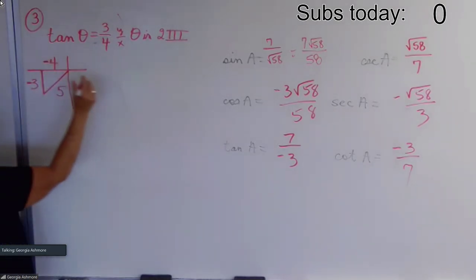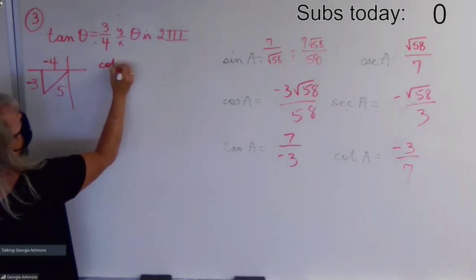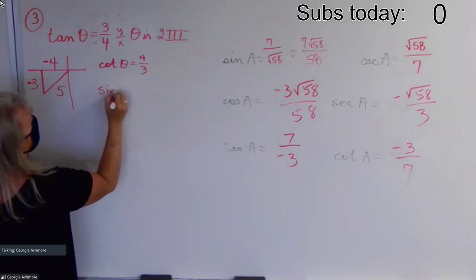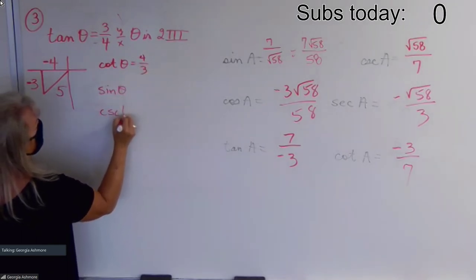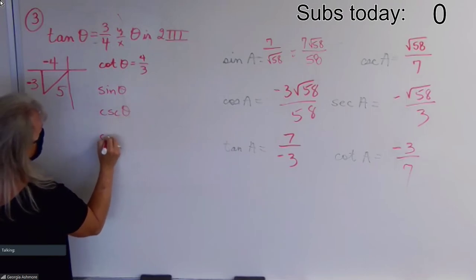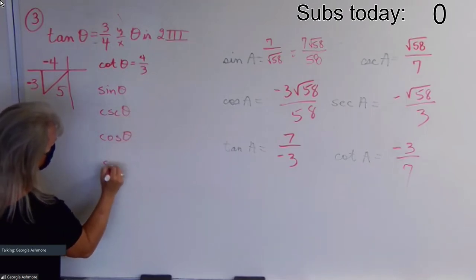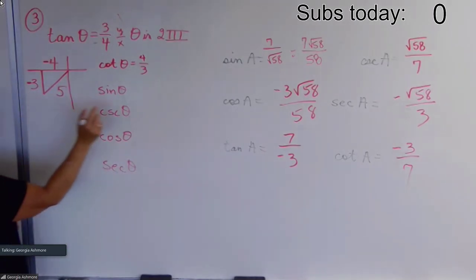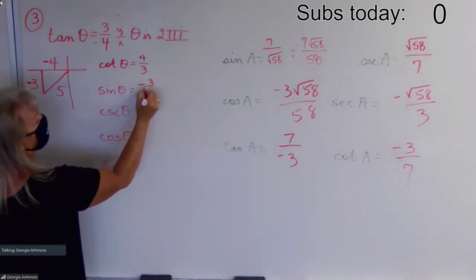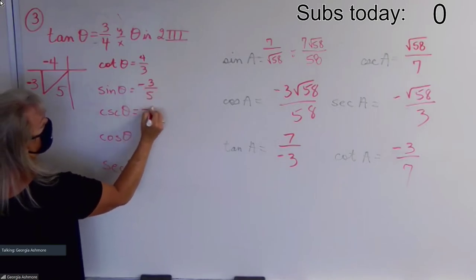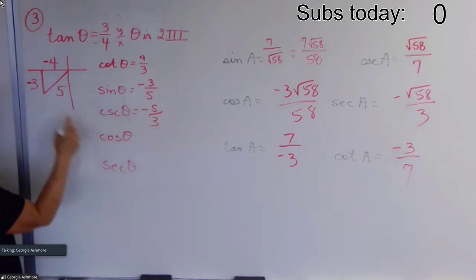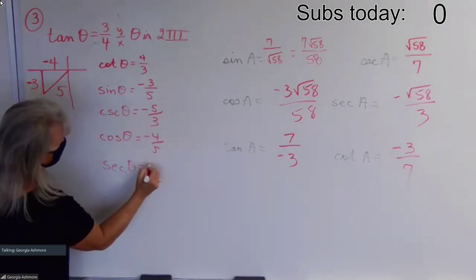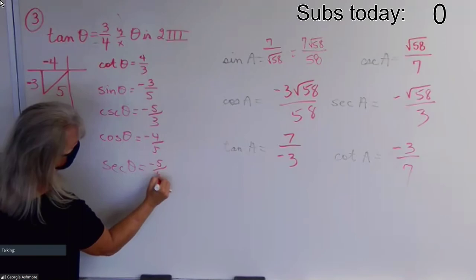All right, so I can go ahead and get my reciprocal of cotan. Just flip that over to get 4/3. I've got sine, cosecant, cosine, and secant left. So the sine would be y over r, which is a negative 3/5. My cosecant's the reciprocal. Cosine's x over r. And secant is r over x.